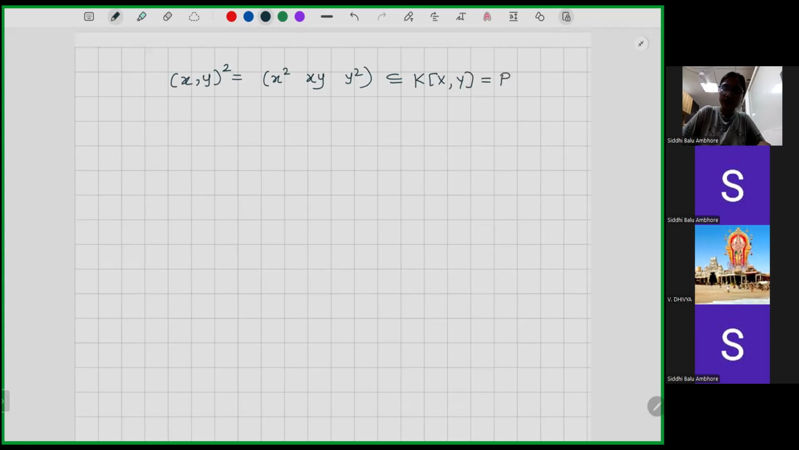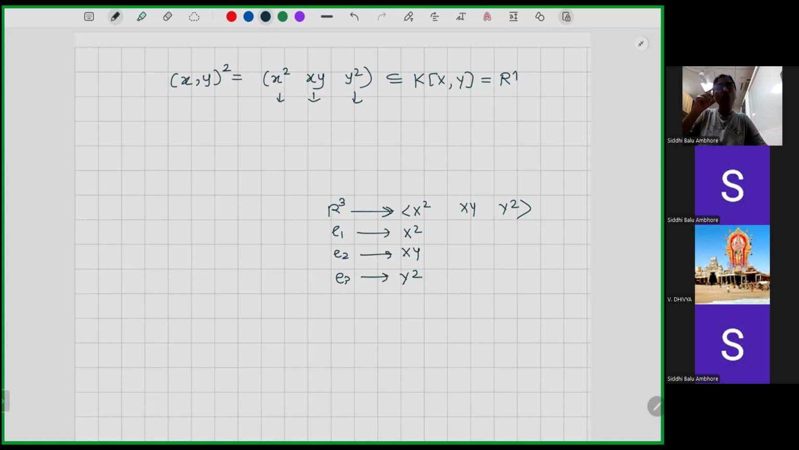Okay, which is R1. But now this ideal is generated by 3 elements. So this has now 3 copies of R. So my original M is R3 to this x square, xy, y square. It has 3 copies such that E1 goes to x square, E2 goes to xy, E3 goes to y square. Okay, and what is the kernel of this map? Can you all guess?